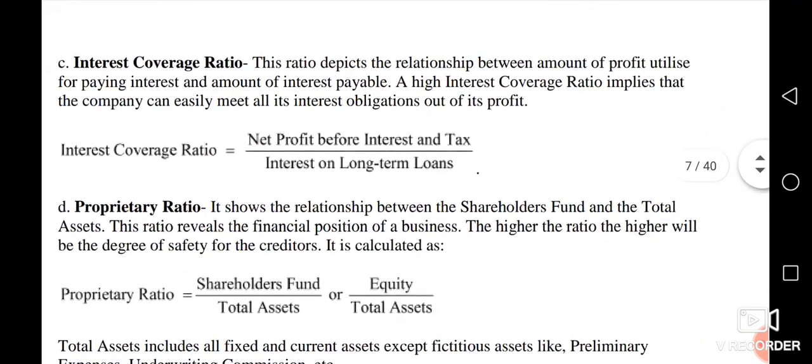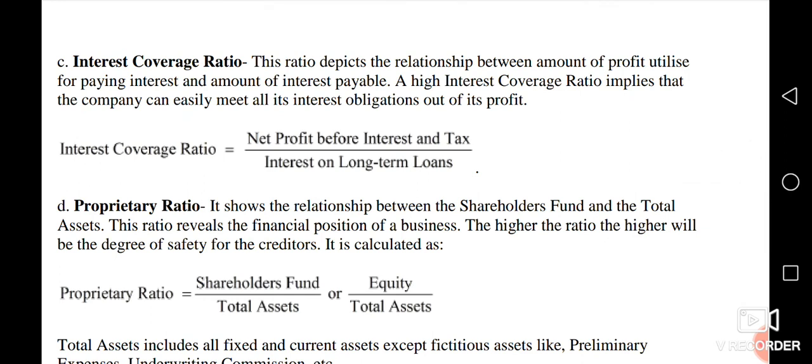Next is interest coverage ratio. This ratio depicts the relationship between amount of profit utilized for paying interest and amount of interest payable. A high interest coverage ratio implies that the company can easily meet all its interest obligations out of its profit. Interest coverage ratio equals net profit before interest and tax upon interest on long-term loans.